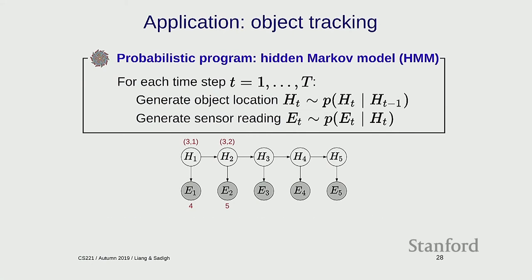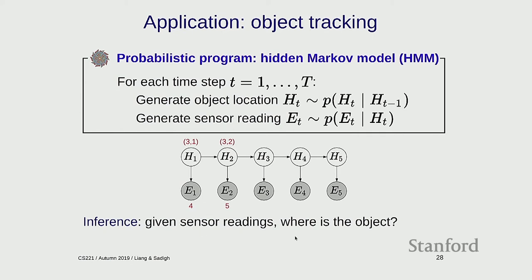Okay, so this program defines a joint distribution over all these variables. And now you can ask particular questions. You can do probabilistic inference. And the most common thing that people do here is, given the sensor readings, where is this object? Which is something we've already been exposed to through the lens of factor graphs, but this is, again, a way to think about it through the lens of Bayesian networks.